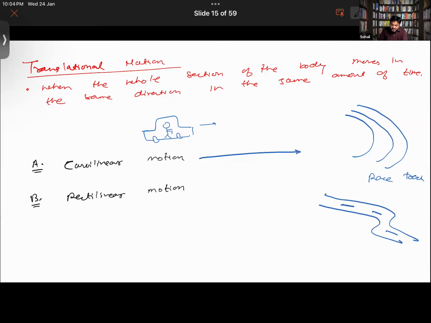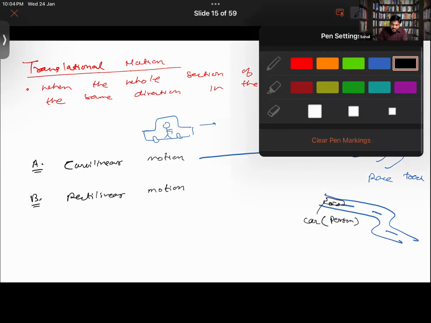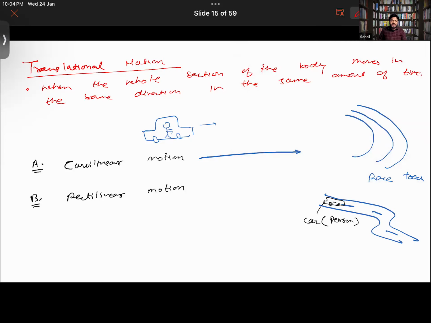And when the object is moving in this, all the parts of the body are moving at the same time, so it is a translational motion also. Take a car with a person sitting inside it. The car along with the person, both of them are moving at the same amount of time in the same direction. So it is a translational motion also.